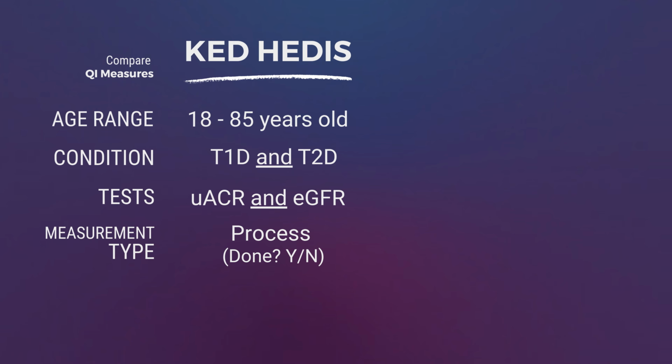These tests may occur on the same or different dates of service, as long as they are during the same measurement year. The uACR can be identified in one of two ways: by a single uACR order, or by a quantitative urine albumin test and a urine creatinine test performed within 4 days of each other.